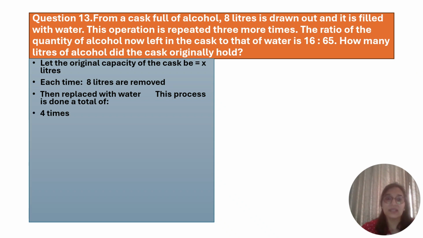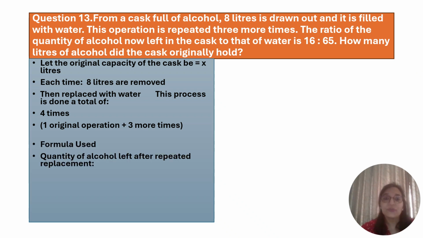This process is done a total of how many times? 3 more times. Children, if it is given 2 more times, that is 3. If it is given 3 more times, that is 4. So that means 1 operation plus 3 more times. The formula which you're going to use is the quantity of alcohol left after repeated replacement. As I told you in my previous video, I've explained the formulas and the terms so that when you're solving these types of questions, it will be easy for you.